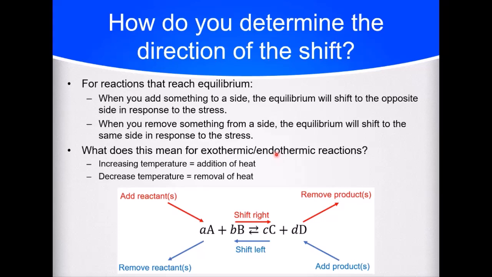Now, given what you've said, if you increase the temperature of an exothermic reaction, which way should the reaction shift? If you decrease the temperature for an exothermic reaction, which way should the reaction shift? And then the others would be opposite. If you increase the temperature for an endothermic reaction, which way should it shift? If you decrease the temperature for an endothermic reaction, which way should it shift? Well, this is one of the things we'll explore in part 3 of the lab this week, changing the temperature. In the other two parts, part 1 and part 2, we'll add or remove reactants or products.